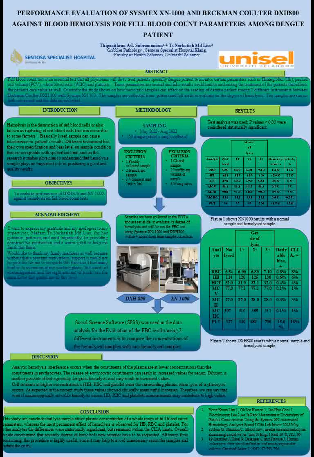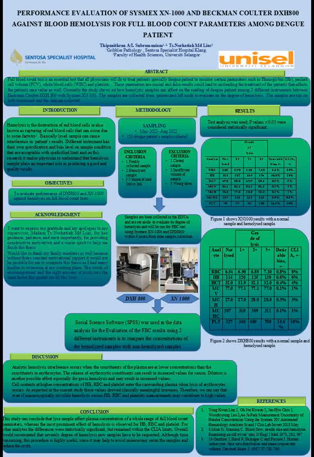Upon tabulating my results, it shows that HB, RBC, and platelet have a very drastic bias upon running a lysed sample. So the discussion is, analytic hemolysis interference occurs when the constituents of plasma are at a lower concentration than the constituents in erythrocytes. The release of erythrocytic constituents can result in an increased value, as reflected in my results for RBC, HB, and platelet.